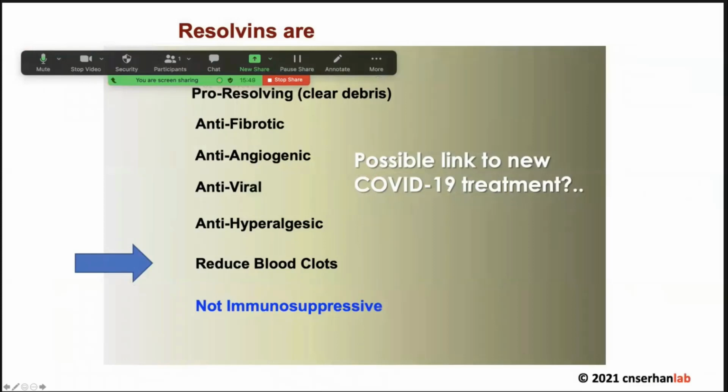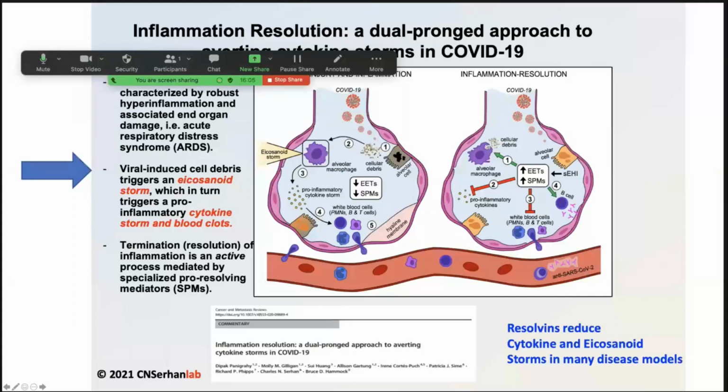So if we have this as a biological set of actions of these mediators produced from n-3 essential fatty acids, which are not immunosuppressive, is there a possible link to COVID-19 treatment? Well, as I emphasized, this eicosanoid and cytokine storm is controlled by the Resolvins. We introduced with our colleagues in this review the notion, and now many others, that SPMs can be used to control the airway inflammation and the systemic impact of the cytokine storms.